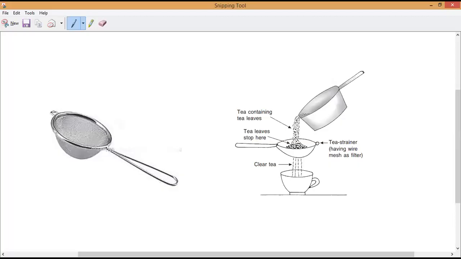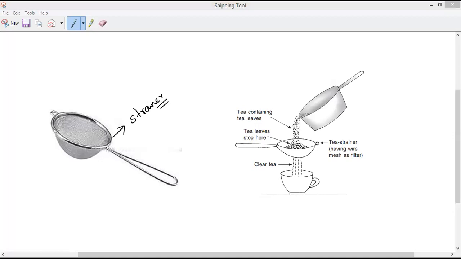This is what our mother uses to prepare the tea. This is what we call a strainer. Yes or no? So we can say tea strainer, or we can say normal strainer. Whenever we prepare tea, we don't want the tea powder. Only tea we want, pure liquid.